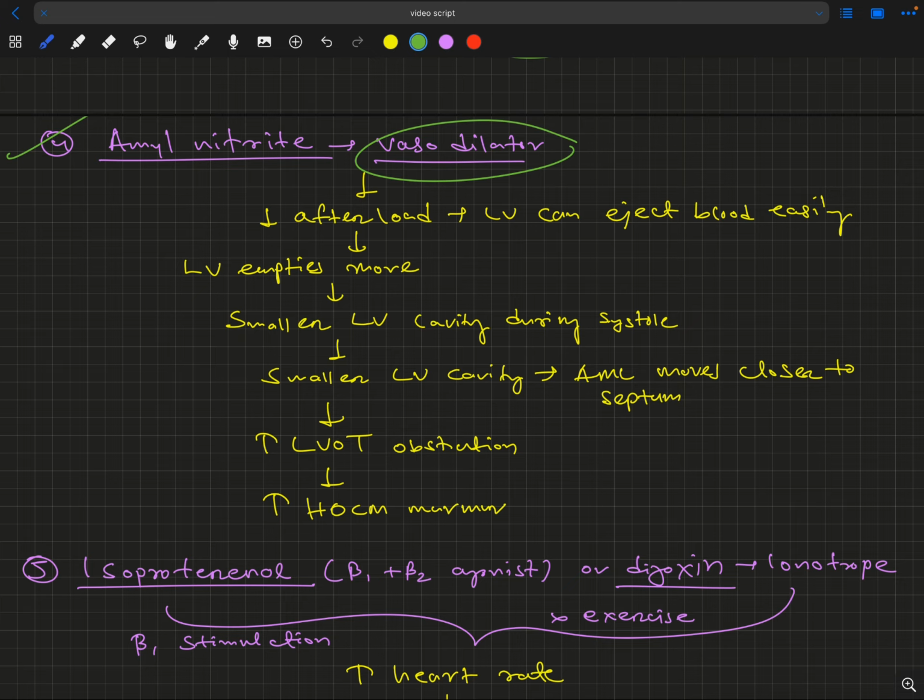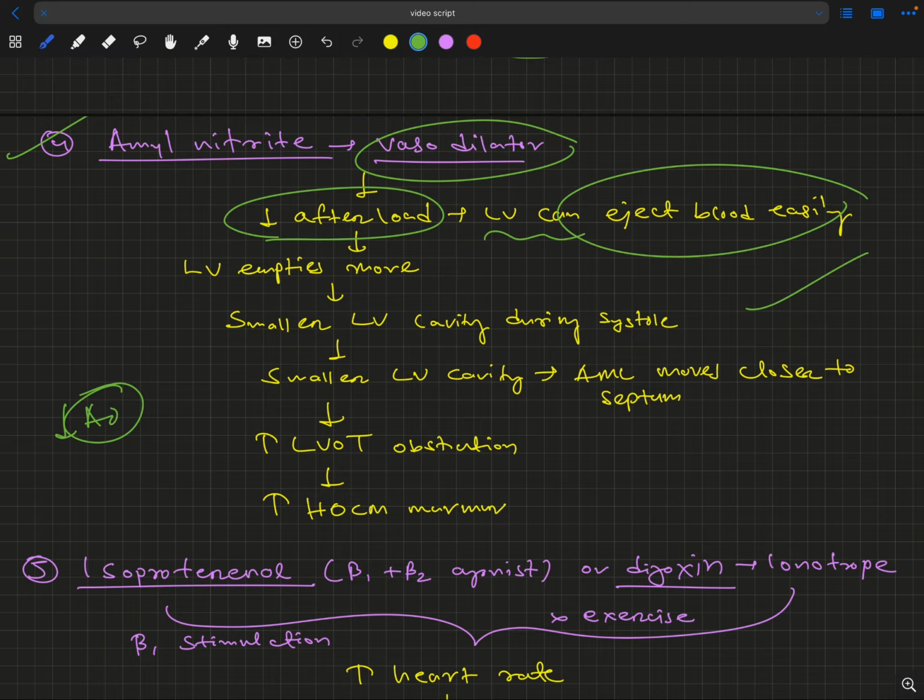When we inhale amyl nitrite, a vasodilator, it will dilate the blood vessels across our body. That will lead to a decrease in aortic pressure. When the aortic pressure is decreased, the afterload is decreased, so the LV can eject blood easily into the aorta. That will lead to LV emptying. So the LV empties more when there is a decrease in afterload. That will lead to decreased blood volume inside the left ventricle, so a smaller left ventricular cavity during systole.